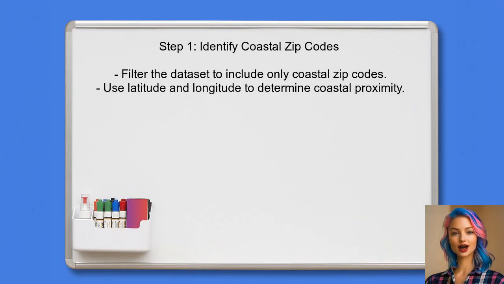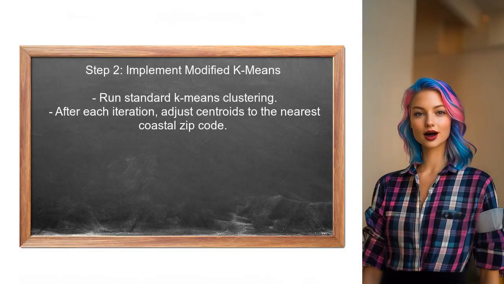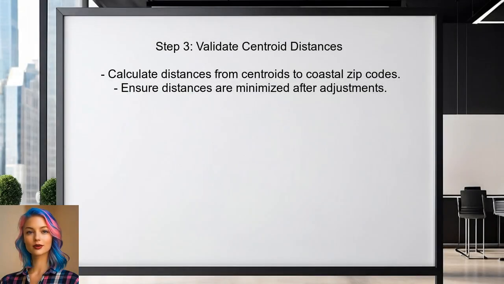To begin solving the user's problem, we need to modify the k-means algorithm to ensure that the centroids remain on the coast. The first step is to identify the coastal zip codes from the dataset. Next, the user should implement a modified k-means algorithm. This involves running the standard k-means clustering, but adding a constraint to adjust the centroids after each iteration. After adjusting the centroids, the user should check the distance of each centroid to ensure they are still minimizing the distance to the coastal zip codes. This step is crucial for validating the clustering.